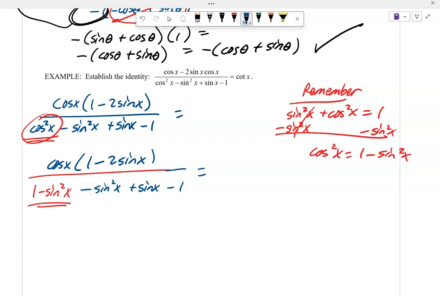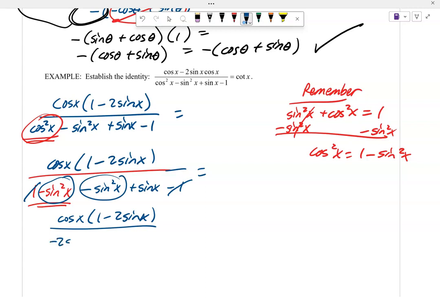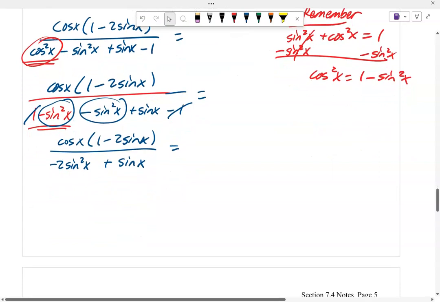And let's see what we got here. So top stays the same. And then on the bottom, notice I have 1 minus 1, so that's gone. I have a negative sine squared minus another sine squared. I have negative 2 sine squared of x plus a sine of x. And so notice I can take out a sine from each of these. I can take a sine out of each of those.